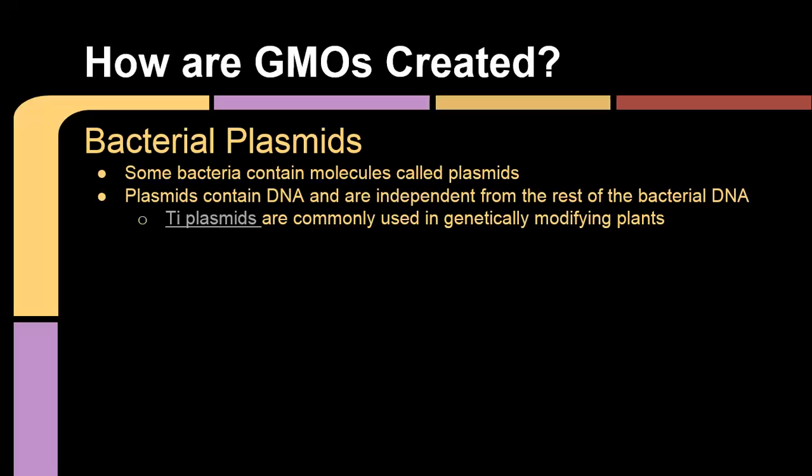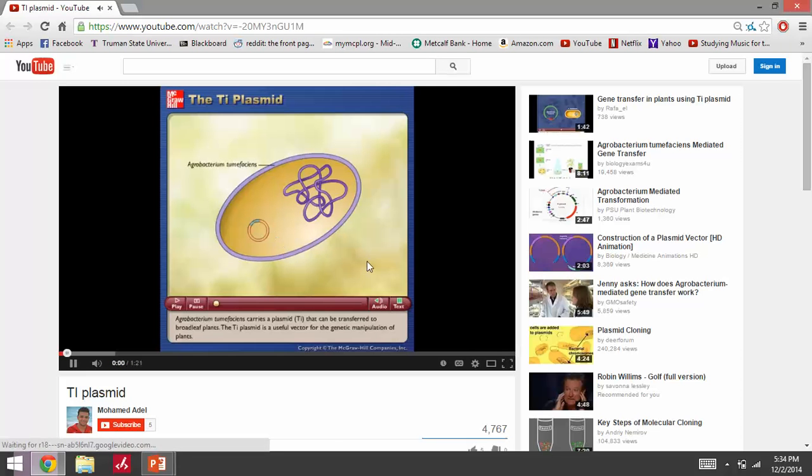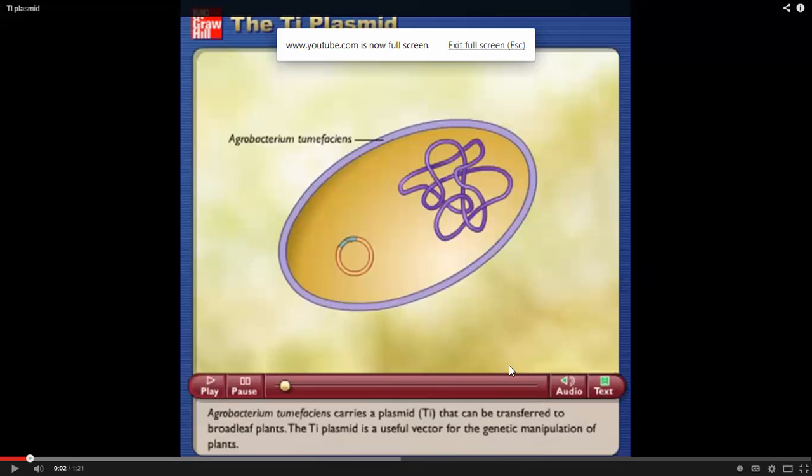Since we will be discussing GMO plants a lot in this video, I thought it would be good to share a video about how Ti plasmids that Agrobacterium tumefaciens carries are used to insert DNA into plant cells.